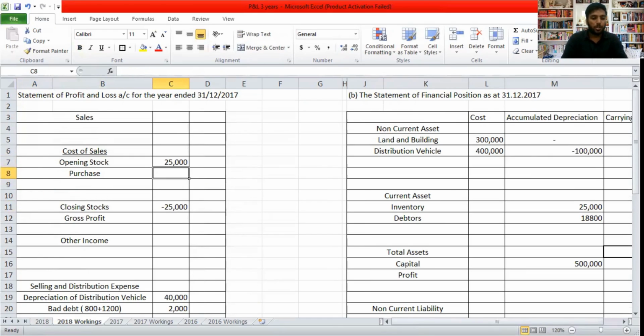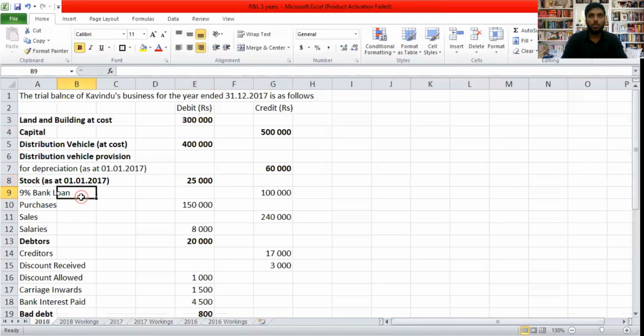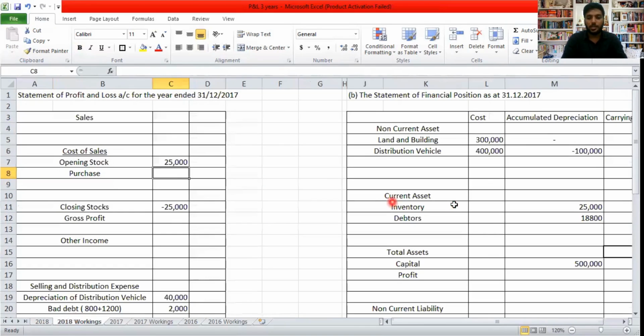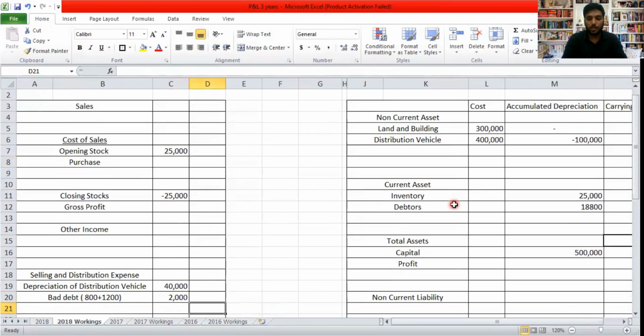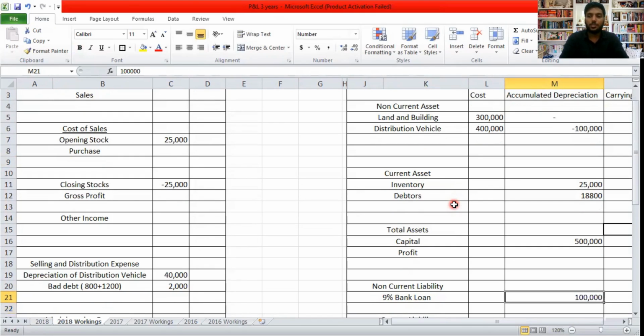So then we move on to 2018 bank loan. Bank loan, 9% bank loan. How much is the bank loan we are going to consider? It's 100,000. So I'm going to consider on a non-current liability 9% bank loan as 100,000. But here there's a small problem because when we consider bank loan, I want to do a small working.